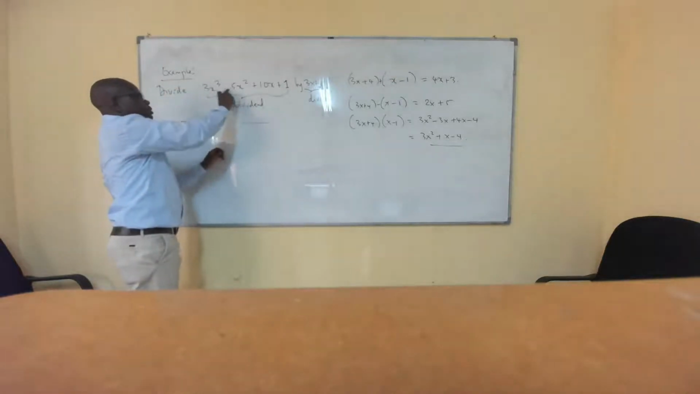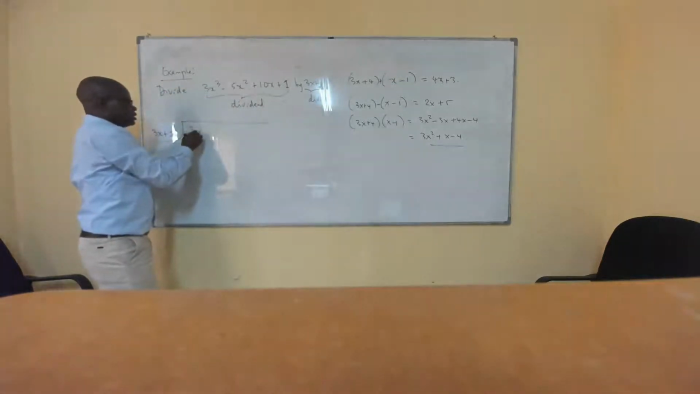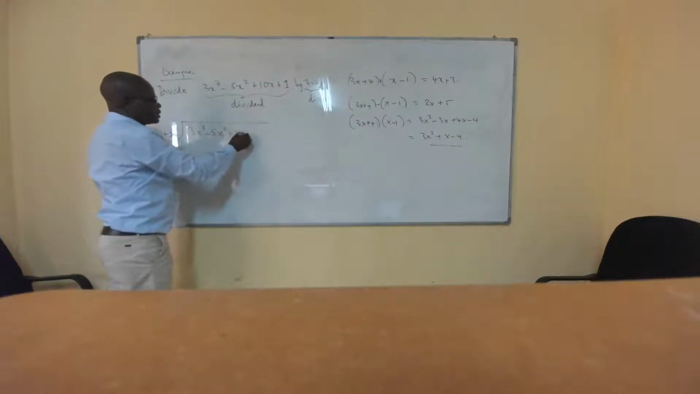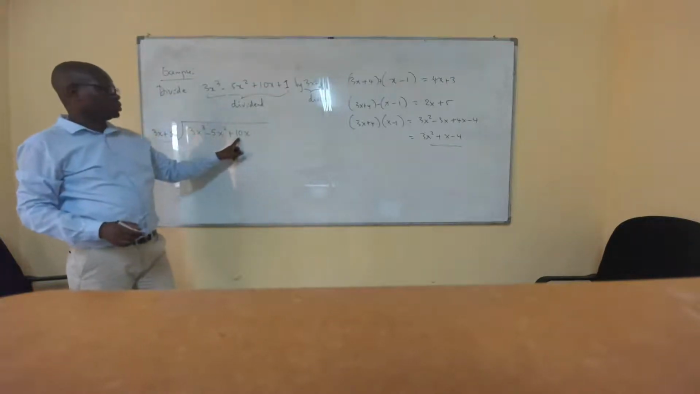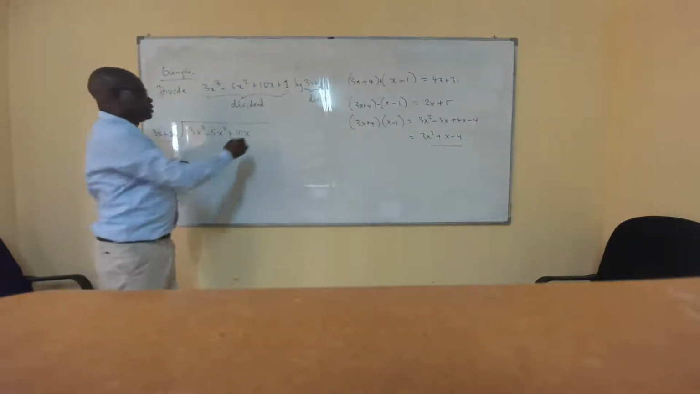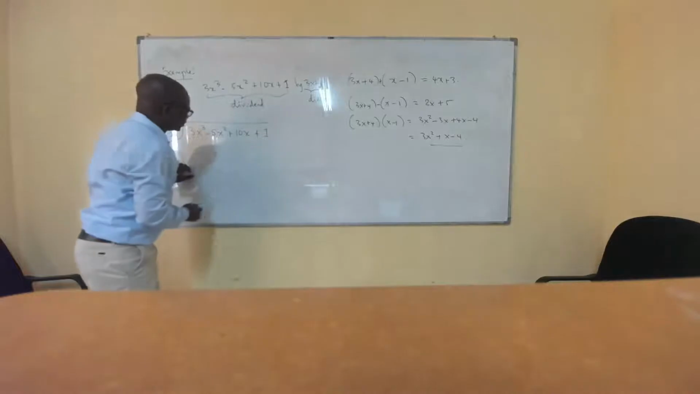Say a third degree polynomial. So I'll start with 3x to the power 3 minus 5x squared plus 10x. If this was missing, I was going to insert 0x. Plus it is now 10x. That's fine. Then plus 1, the constant term.